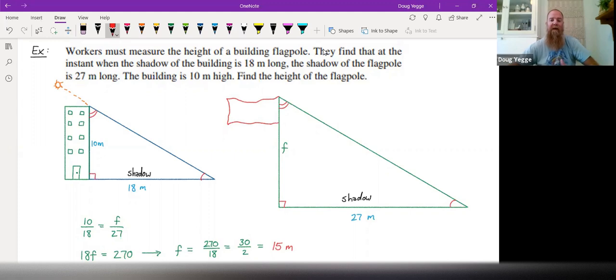So we used the fact that these 2 triangles had congruent angles in order to show that these are similar, and if they're similar, then their side lengths are proportional, which will now allow me to find missing side lengths.